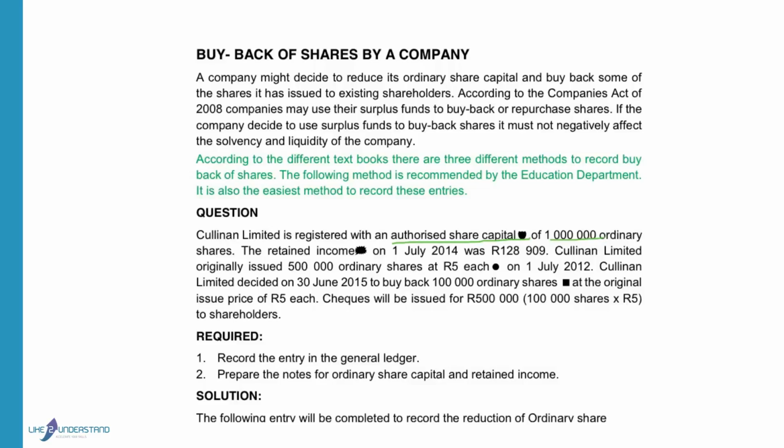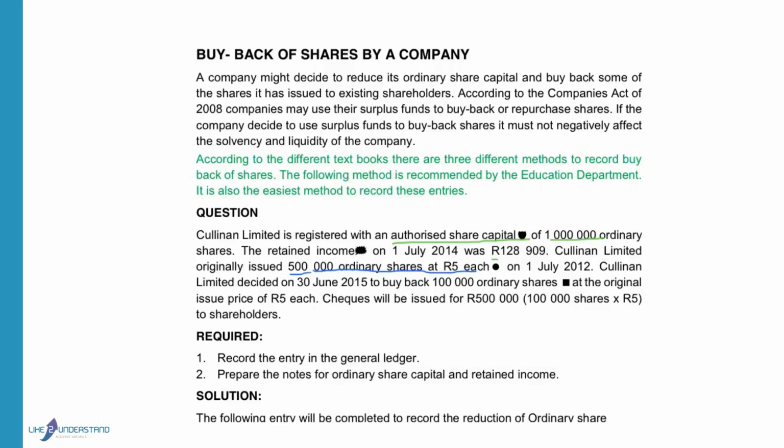The retained income at the beginning of the year was 128,909. This figure will be used in the note for retained income. Cullinan Limited originally sold 500,000 shares at 5 Rand each. That means the original issued share capital is 500,000 times 5 Rand each. That will give you 2.5 million Rand.